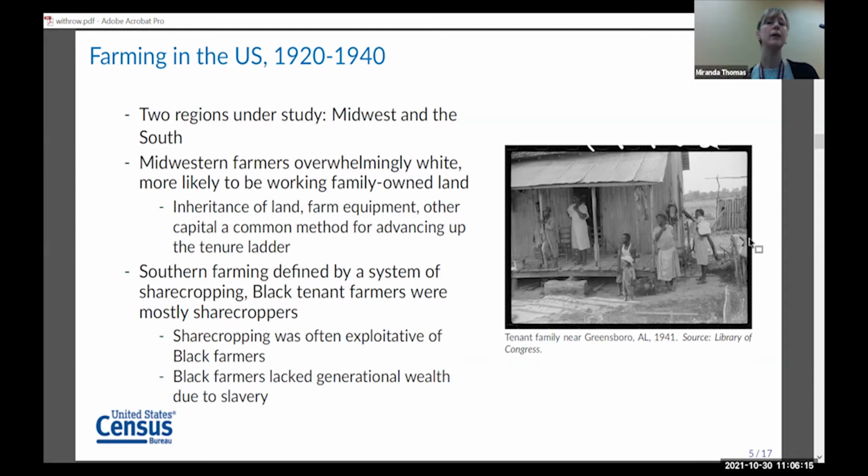In contrast, Southern farming, and especially Southern tenant farming, was defined by a system of sharecropping where tenants paid rent as a share of their crop. And in the South, Black tenant farmers were mostly sharecroppers. Sharecropping was often exploitative of Black farmers. White landowners tried very hard to keep them on land, made it difficult for them to rise up the farm tenure ladder through legal and also violent means. Additionally, Black farmers already lacked generational wealth as a result of slavery. So it was very difficult for them to acquire land on their own because white landowners refused to sell to Black families.